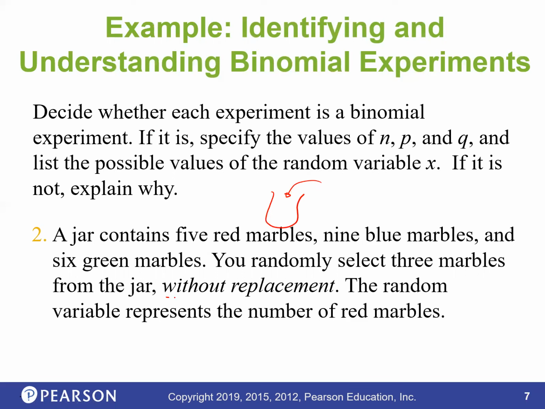And then you've got this important word called without replacement, right? So what happens is when you take it out, we look at the color and we set it on the desk. Then we take another one out, look at the color, set it on the desk. We take another one out, set it on the desk. That's without replacement. Is this a binomial experiment?